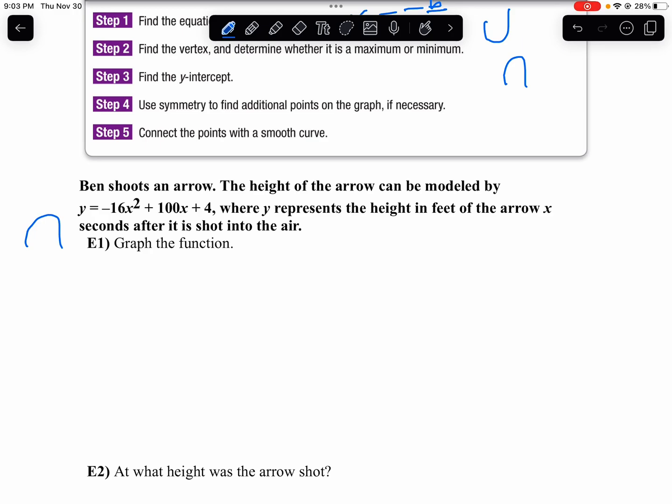So the first thing we're going to do is x equals negative b over 2a. On this problem, a is negative 16, b is 100, and c is 4, although we probably won't have to do that c, at least in the axis. So I'm going to say the opposite of b, so it'll be negative 100 all over 2 times negative 16. So I'm going to get negative 100 divided by negative 32.